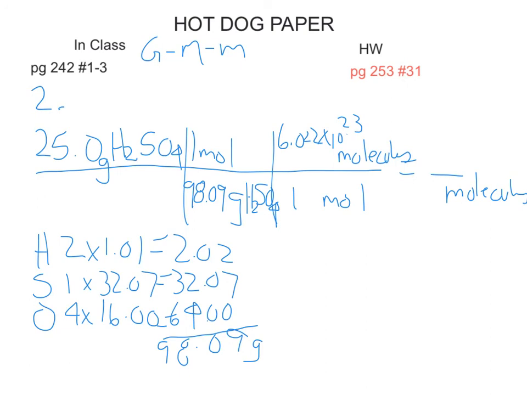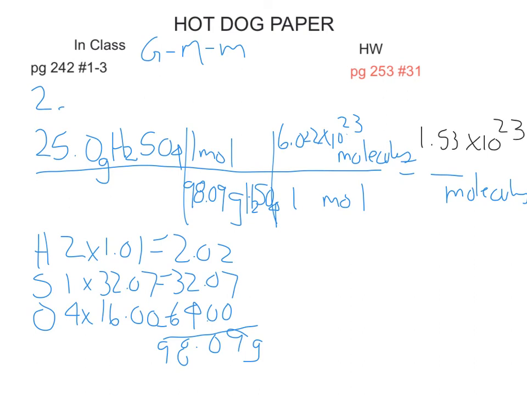Alright, so now we have to work with our scientific notation. So we're going to take 25 times 6.022 times 10 to the 23rd. Remember to use that EE button. Use the EE button, and then press equals, and then divided by 98.09. And the answer that we'll get from that is going to be 1.53 times 10 to the 23rd molecules.